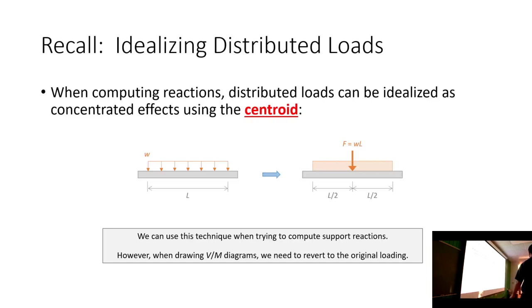The magnitude of that force is going to equal the area of the load, if you will, that area. And then I'm going to place that load wherever the centroid is, right? We've done that already in here. So far, so good? Now, here's the thing, okay? That is totally fine for computing the support reactions. But when you go to construct the shear and moment diagrams, this is incredibly important. You need to revert back to the original loading on the structure, okay?